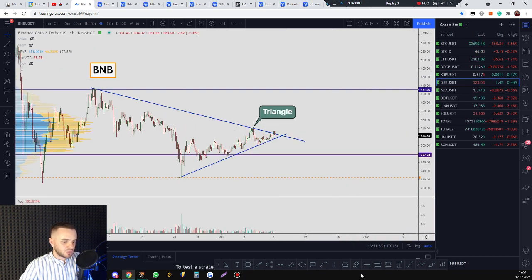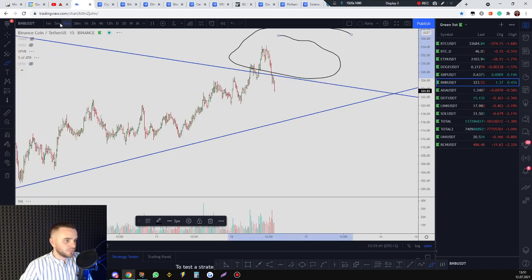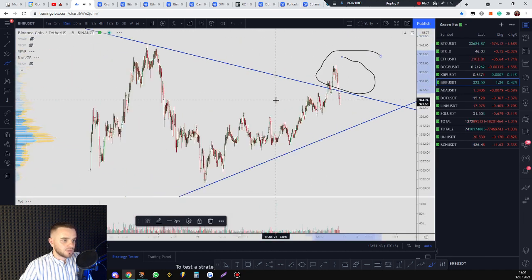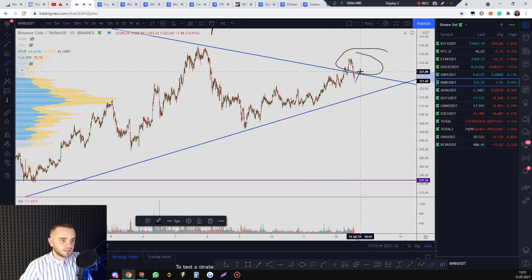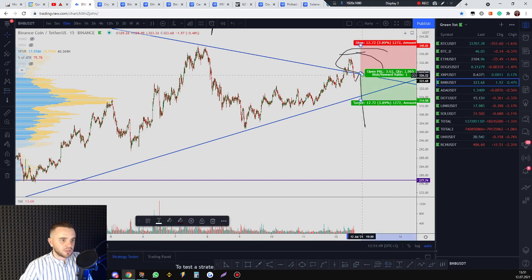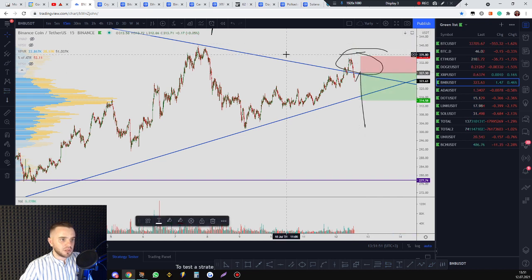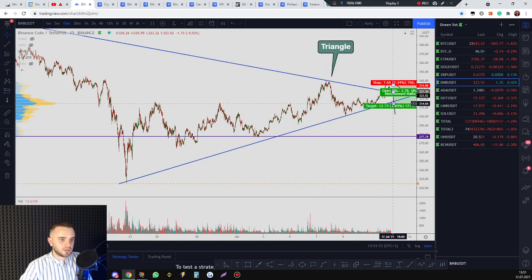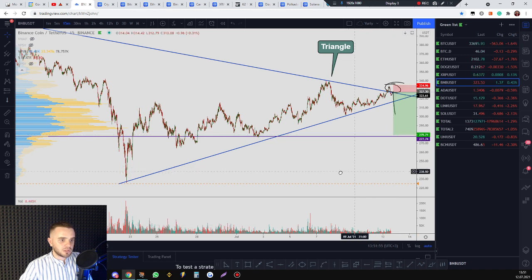BNB. Binance Coin, by the way, what did they do? A fake out. And about BNB, by the way, BNB may be the best possibility to take a short trade after some retest. If there would be a retest on BNB, I would like to take a trade.